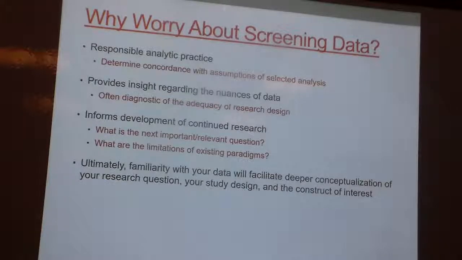Also, when you roll into defenses, dissertation and thesis defenses, there should be no one in that room who can ask you any question about your data that you don't already know, right? You should walk in there with confidence and say, go ahead, try it, see what happens, right? If you've gone through and taken a look at this stuff well.